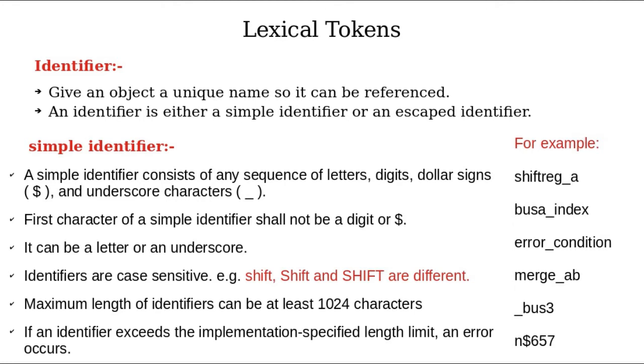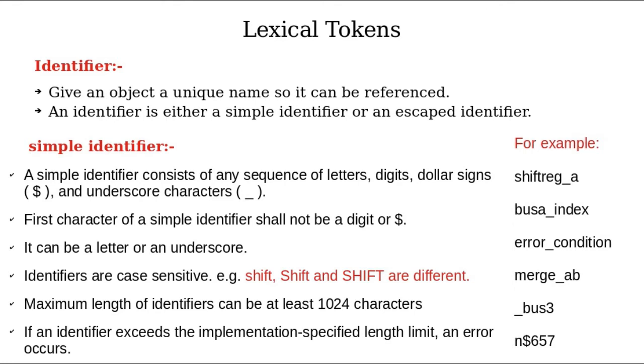The second lexical token is identifier. An identifier is used to give an object a unique name so it can be referenced. An identifier is either a simple identifier or an escaped identifier. First we will describe the simple identifier. A simple identifier consists of any sequence of letters, digits, $, and underscore characters. The first character of a simple identifier should not be a digit or a $. It can be a letter or an underscore.